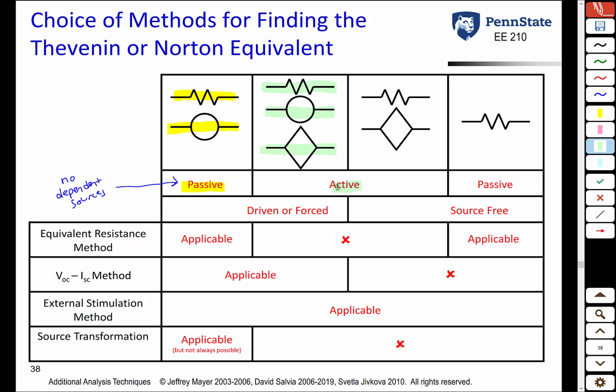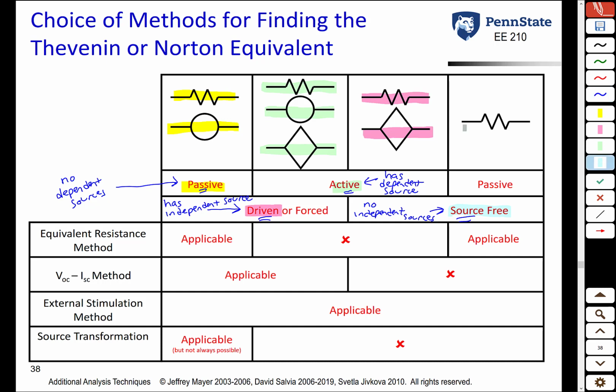By the way, both of these networks are also called driven. Driven means that it has an independent source. And once again, active means that it has a dependent source. The third type of circuit had just resistors and dependent sources. So it was active because it had a dependent source, but it is what we call source-free, meaning that it has no independent sources. So the terms driven versus source-free deal with independent sources, and the terms passive versus active deal with dependent sources.